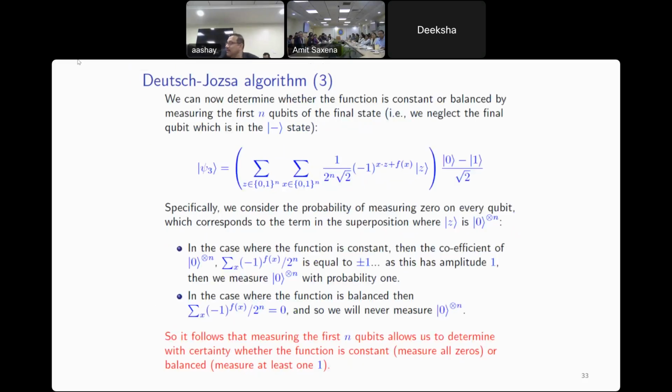So we see that in the case where the function is constant, the coefficient of this 2^n term is equal to plus or minus 1, that is, it has an amplitude of 1. In the case the function is balanced, this will be 0, and so it will measure 0. So again, the same measurement, 1 and 0, will tell you what effectively the n-qubit function is.